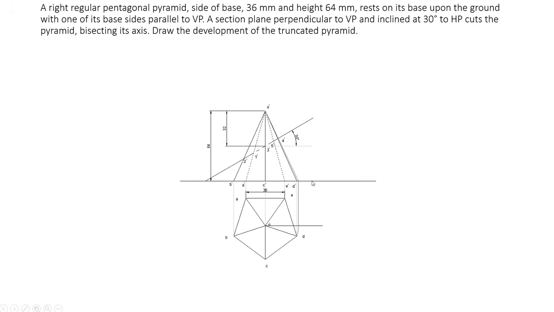Now you want to draw the development. So here all these five slant edges, that is OA, OB, OC, OD and OE, none of them are parallel to VP.